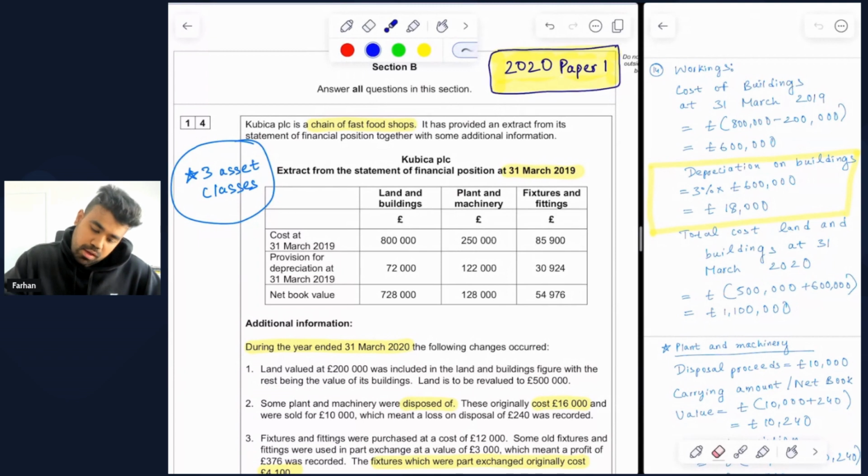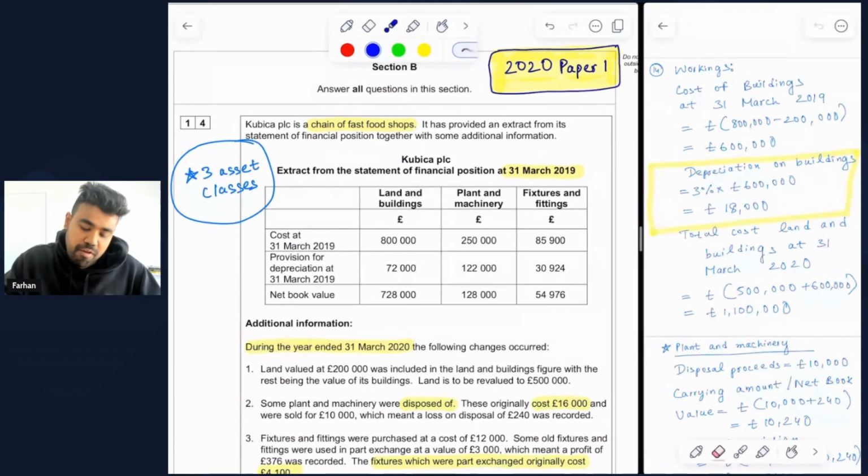So if we have only received £10,000 by selling the plant and machinery, and we know that we have made a loss of £240, then logically speaking, the net book value would be £10,000 plus £240. Because when we say that we have sold this at a loss of £240, we are saying that we have sold this at £240 less than what it was worth.